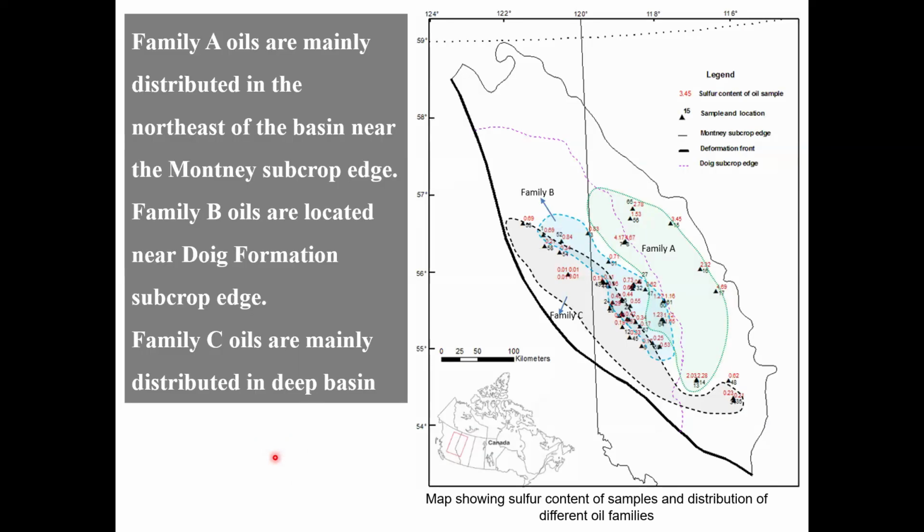Based on oil source correlations, family A oils are mainly distributed in the northeastern part of the basin, near the Montney subcrop edge, where Doig and Charlie Lake formations are absent, and the Montney reservoir is directly overlain by the Gordondale source rock. Family B oils are found near the Doig Formation subcrop edge, where hydrocarbons migrated through Triassic strata along updip paths toward the northeast. Family C oils are predominantly located in the deep basin, where high total organic carbon intervals were deposited within the Montney Formation.